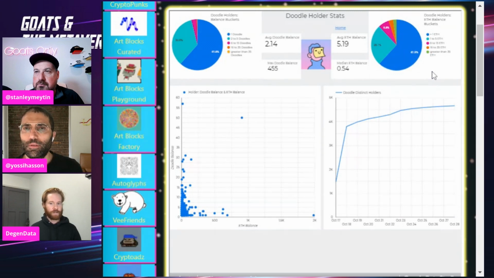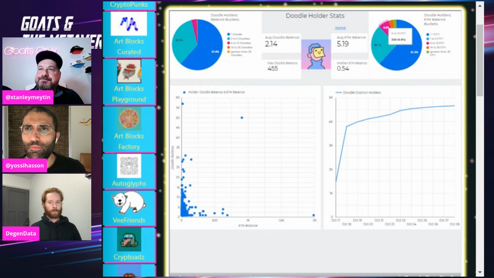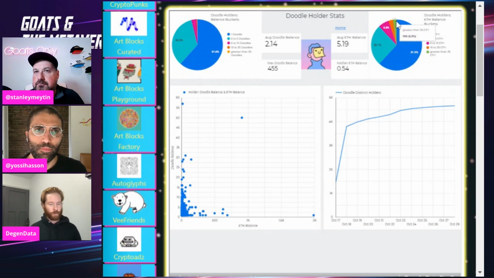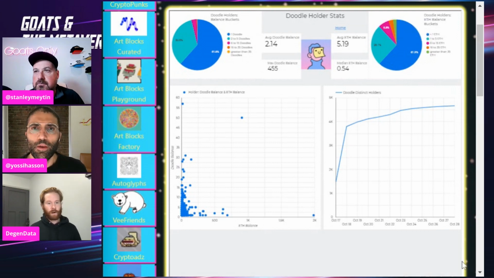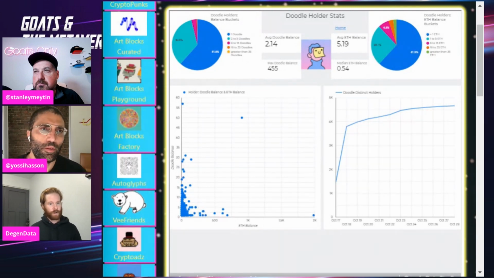And then the final chart is distinct holders over time. This is a great metric to get a good idea of how the community of holders is growing. Or on the inverse, is it dropping? Is it something that people are selling? Is the number of wallets holding going down over time? That could be a signal that either hardcore collectors are accumulating or the project is losing interest.